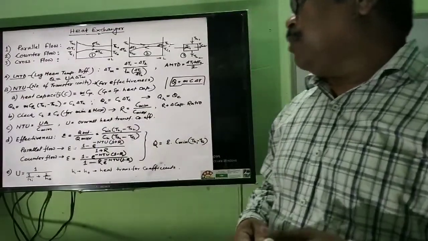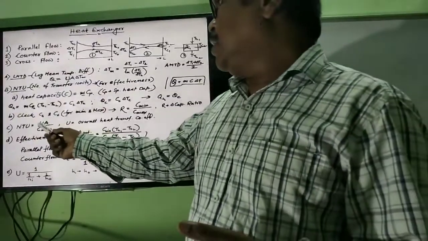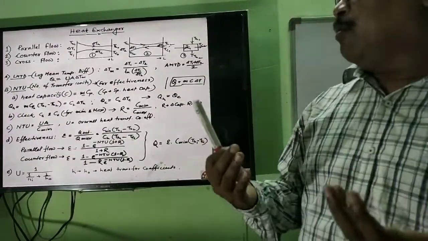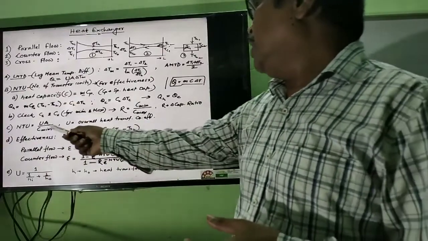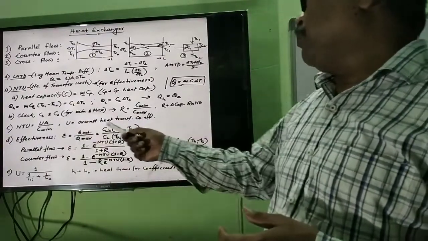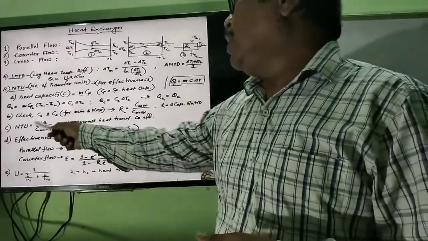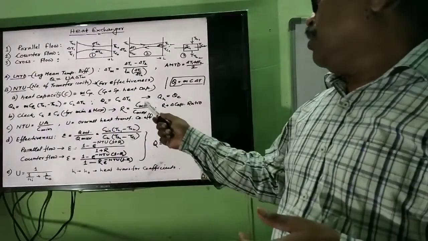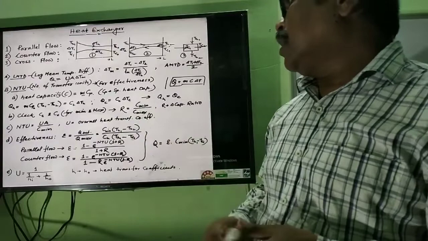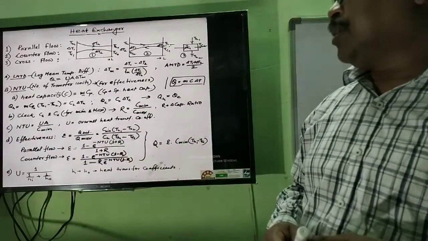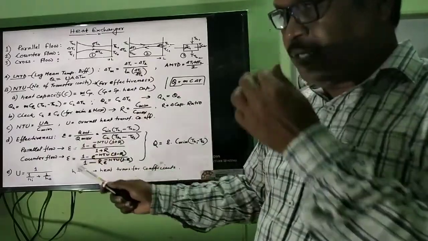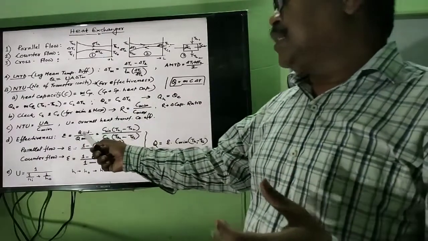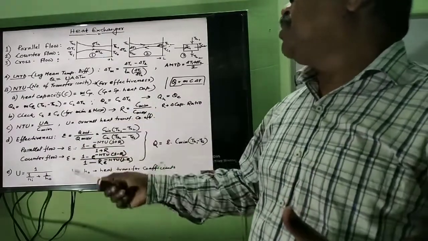And NTU, what is NTU? NTU is the product of the overall heat transfer coefficient and area, divided by the minimum heat capacity. So from this formula you can calculate NTU. C min by C max you can calculate, and from this you can find out the effectiveness of the heat exchanger. Effectiveness can be found in two ways, with actual heat transfer and maximum heat transfer.